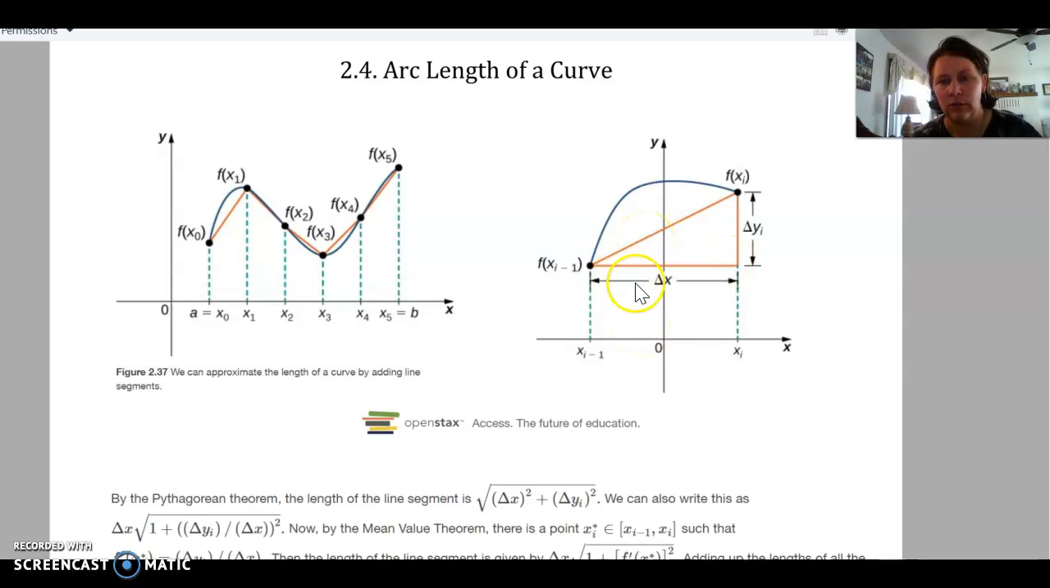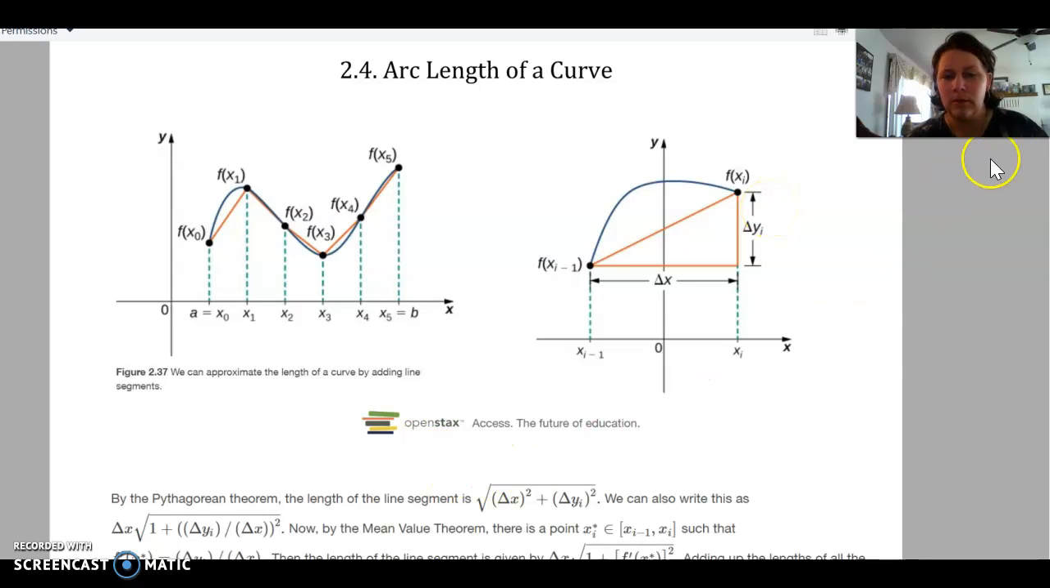But just to demonstrate how this works, we're going to take a really zoomed in picture of this. So the 2 points, f of x sub i minus 1, and remember that's just how they're denoting that these two x values are different. Here's our first x value, here's our second x value, and the y values are f of x and f of x. The difference between the x values is delta x, which we've talked about before, and the difference in the y values is delta y sub i. They write it that way because every delta y is going to be different depending on which points you choose.